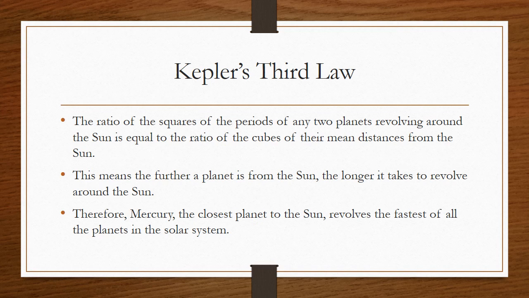Kepler's third law says that the ratio of the squares of the periods of any 2 planets revolving around the Sun is equal to the ratio of the cubes of their mean distances from the Sun. Whew. This means basically that the further a planet is from the Sun, the longer it's going to take to revolve around the Sun, if I had to simplify that. Therefore, Mercury, which is the closest planet to the Sun, revolves the fastest of all the planets in the solar system.